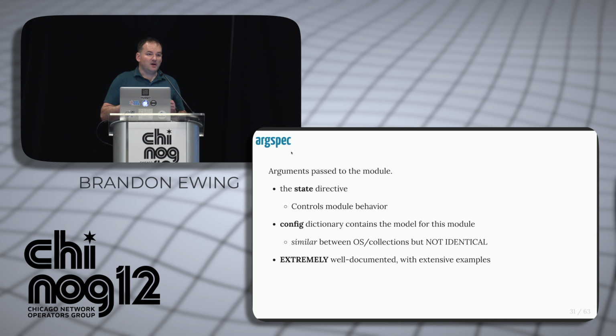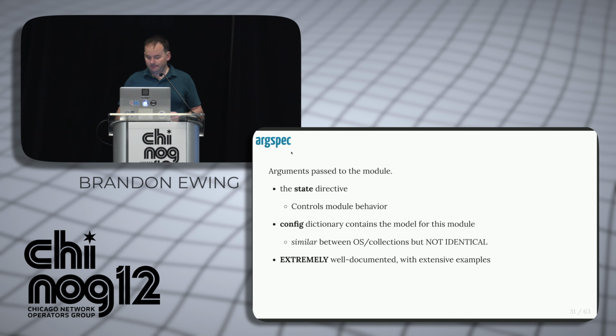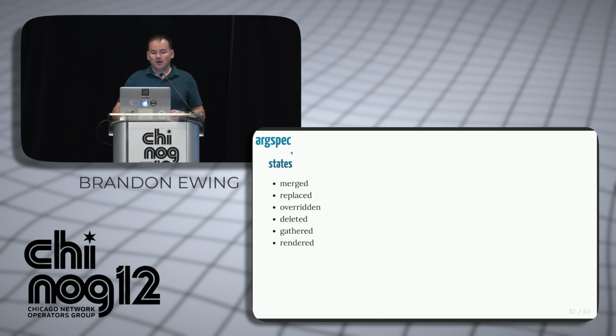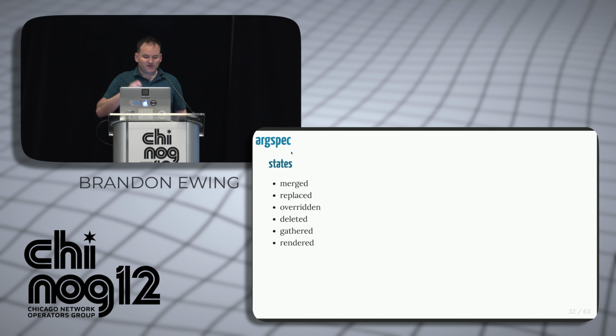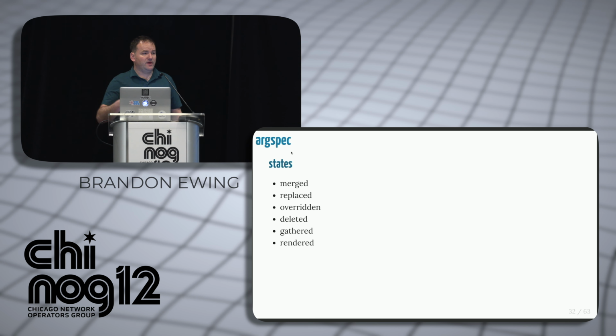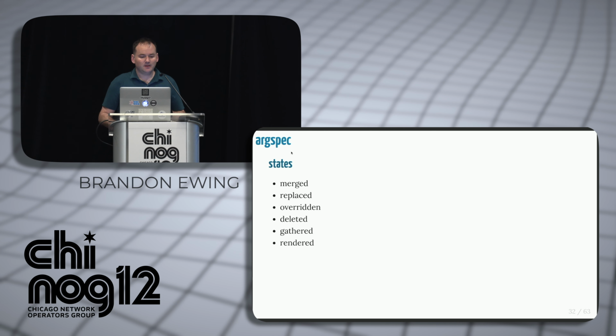The ARG spec for every module is extremely well documented with extensive examples. So going through the first two, the states and the config, the states, there are 4 primary ones and then 2 that are mostly just useful for debugging, and I'm going to go through all of them for you.